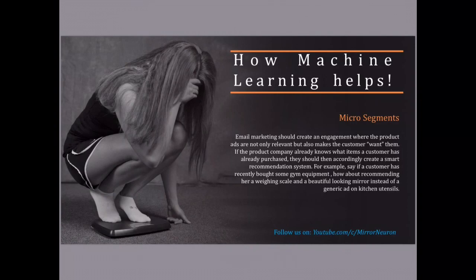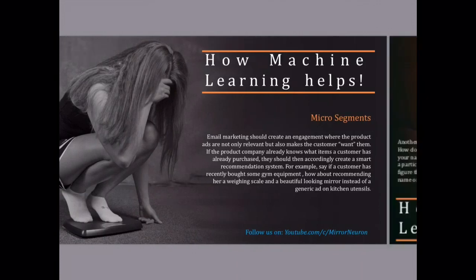Third, microsegments. What does it mean? Email marketing should create an engagement where the product ads are not only relevant but also make the consumer want them. Now, if the product company already knows what items a customer has already purchased, they should accordingly create a smart recommendation system. For example, if a consumer has recently bought some gym equipment, how about recommending her a weighing scale and a beautiful looking mirror instead of a generic ad on kitchen utensils? If you send an ad on kitchen utensils, probably she might ignore it.